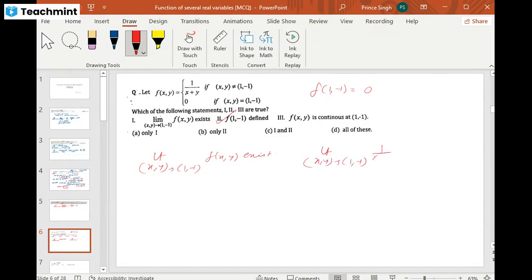Your function is 1 upon x plus y, and if I put x equal to 1, y equal to minus 1, your numerator is non-zero, but your denominator tends to 0. It means this limit does not exist, because it may tend to 0 from positive or negative side, and accordingly the limit tends to plus infinity or minus infinity. 1 upon 0 means the limit does not exist. So the function is not continuous, which means only the second statement is correct, so the correct answer is option B.